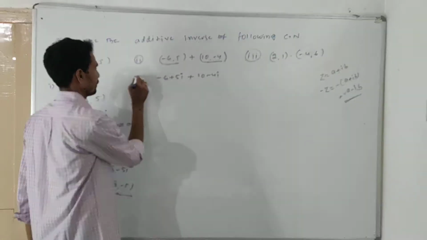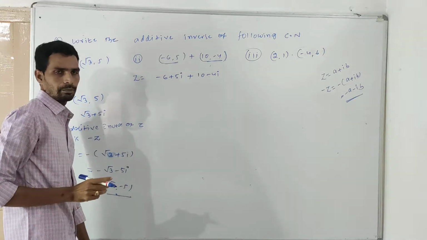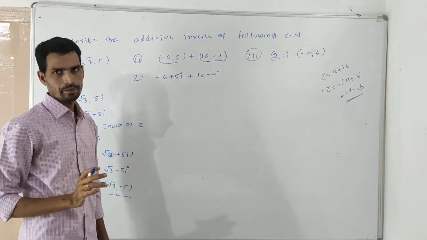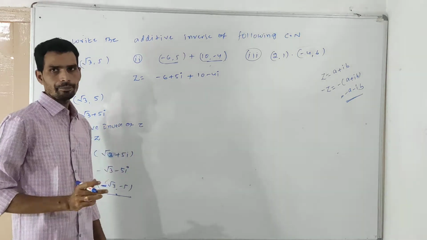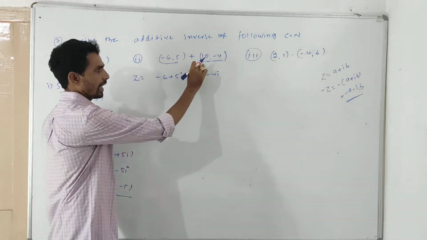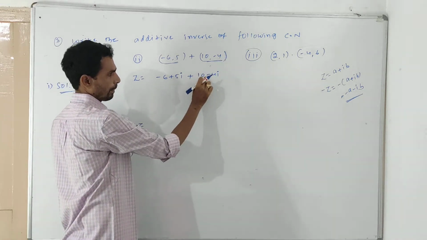Note this one also, it's called z. Why? Because each and every complex number is denoted by z or capital C, but always we take z only. Minus 6 comma 5 means minus 6 plus 5i. 10 comma minus 4 means 10 minus 4i.